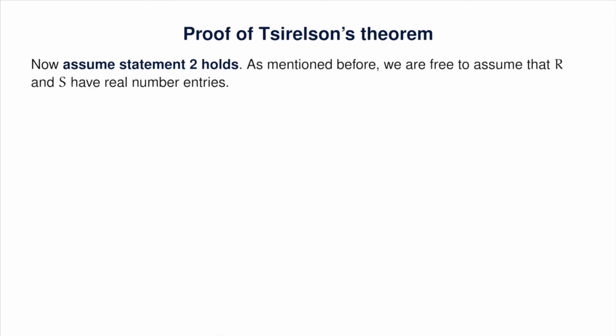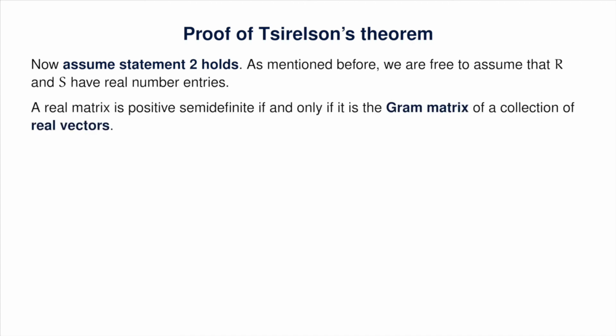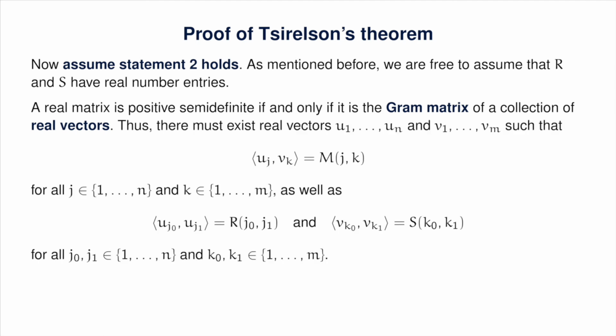And by the remark made just after the statement of the theorem, we are free to assume that R and S have real number entries, and that assumption will be important for the next step, which is to recall that a real positive semi-definite matrix has to be the Gram matrix of some set of real vectors. And so we can choose real vectors u1 through un and v1 through vm, so that our 2x2 block operator is the Gram matrix of this collection.